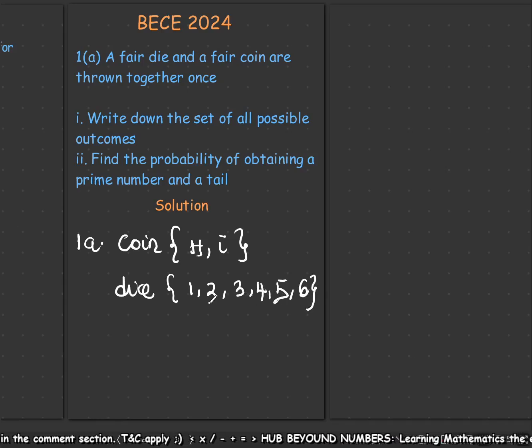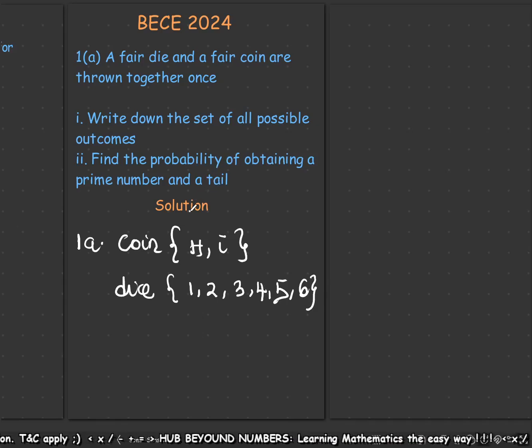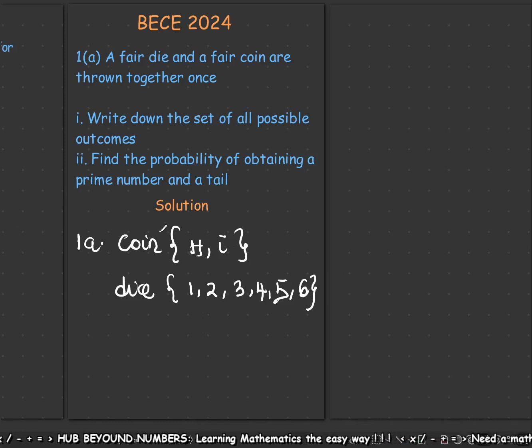But as you can see in here, we are being told that they are thrown together. So to get the possible outcome, you need to combine these two in a table. On the table, on your row, you would put your die, and then in the columns, you put the head and tail. That is the coin. Let's look at what I mean by that.